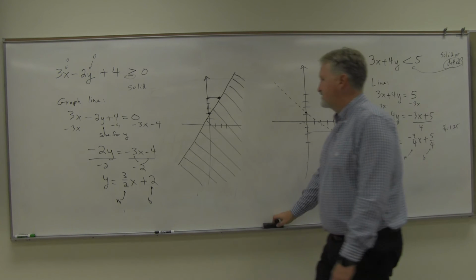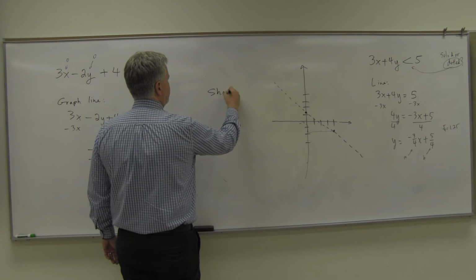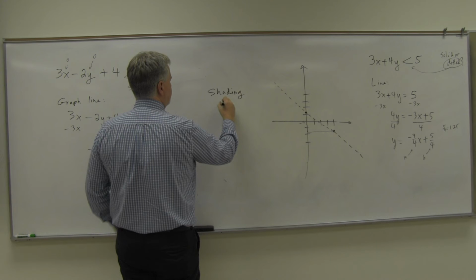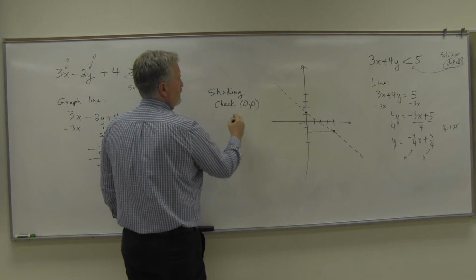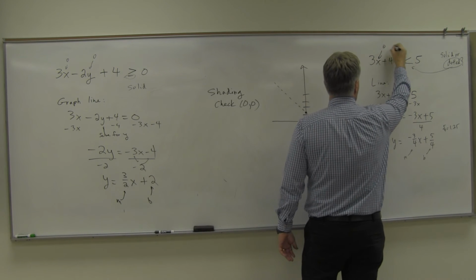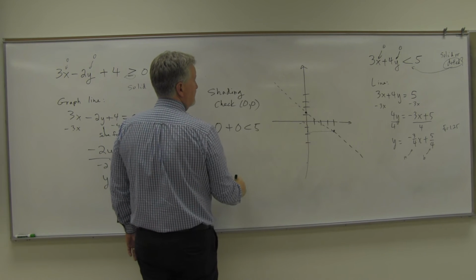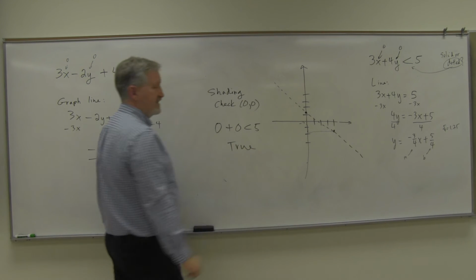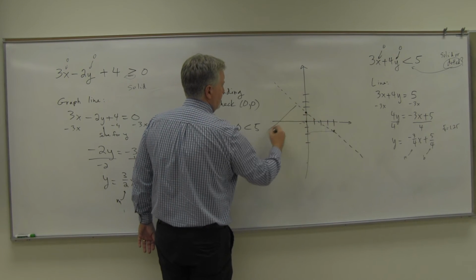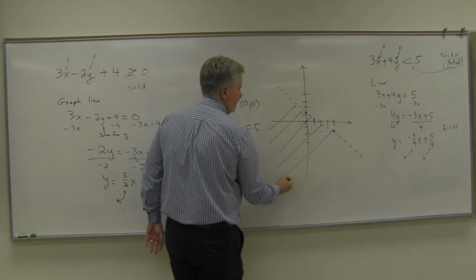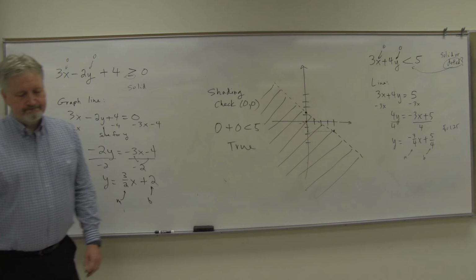And then the last thing is the shading. Check 0, 0. See if it works. So we're checking it in here. 0 here, 0 here. That gives me 0 plus 0 less than 5. That's true. 0 is less than 5. And so again, we can shade the side with 0, 0, which is here. So it's down below. Yes? Sound okay?